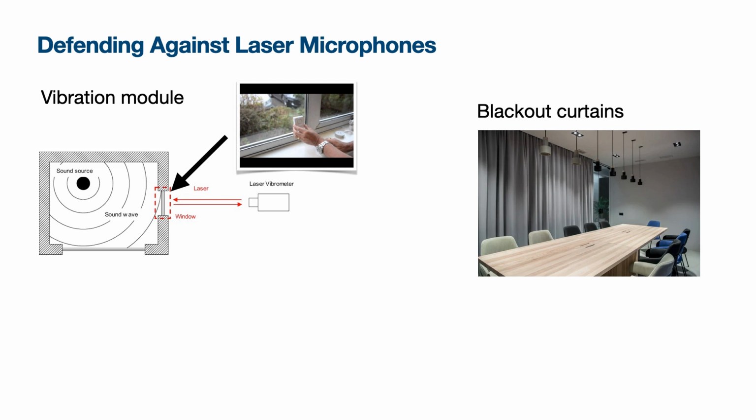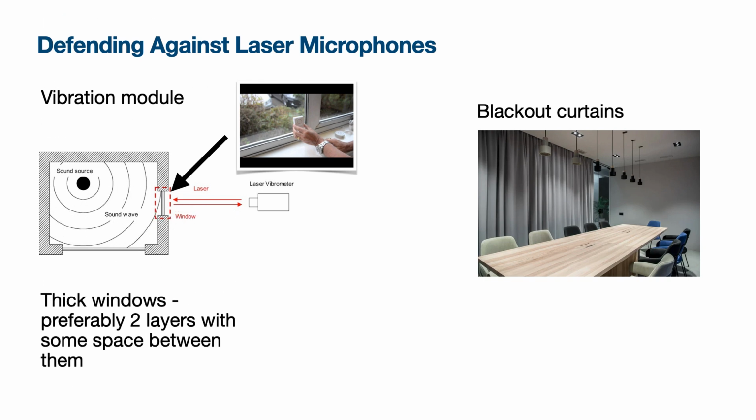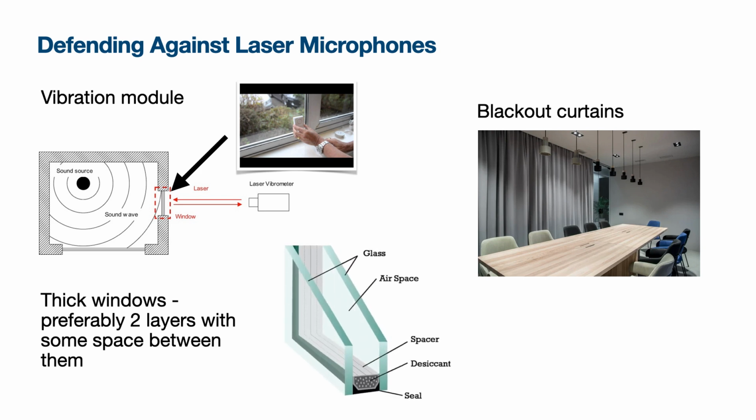And the last one is the use of heavy and thick glass windows, preferably two-layer, with a few millimeters of space between them, and this will also ensure that the laser microphone will not be effective. So these are the three main ways that are being used in this regard.